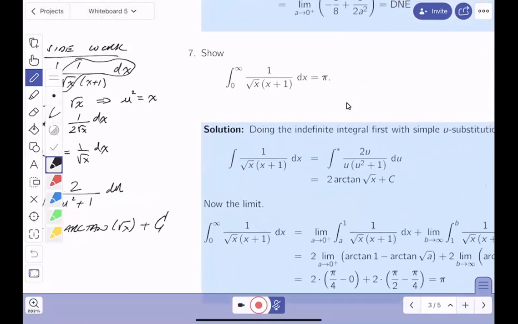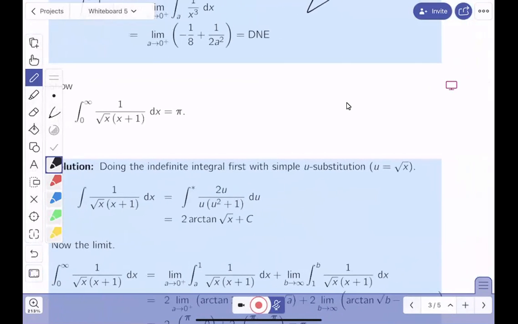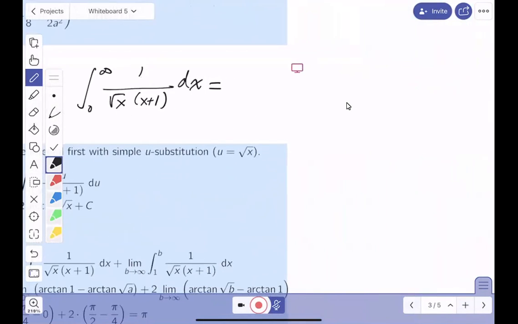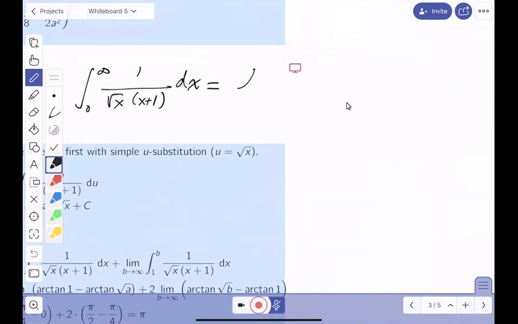So what I want to do is go back over here now and split into 2 problems. And the 2 problems are as follows. So this integration over here, 0 to infinity, 1 over root x, x plus 1 dx, is going to be split into problems. The first problem is going to be the limit as a approaches 0 from the right side of this integration.